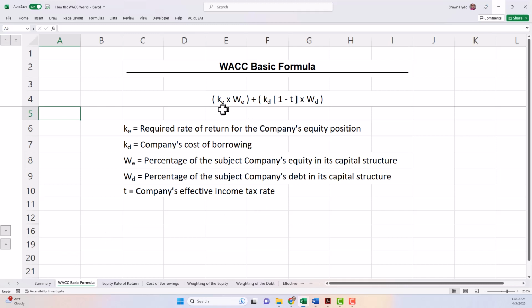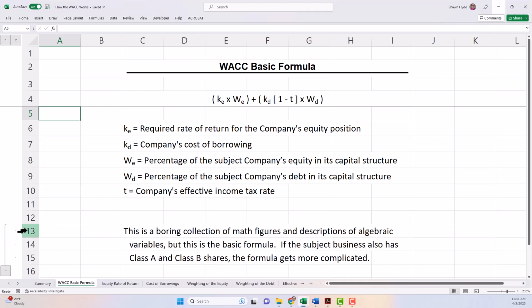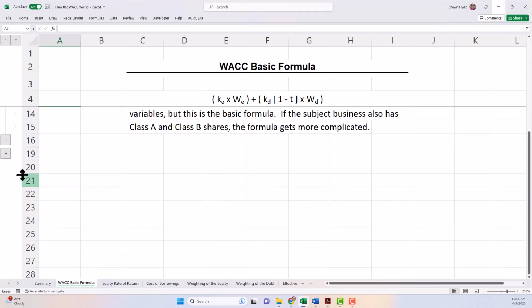So you have the quotient of the required rate of return for the company's equity position times the weight of that component plus the weight of all the debt components. And that 1 minus t is going to have some explanation further on. So I want to break all this stuff down in a little bit. This is a boring collection of math figures, algebraic variables, but also need to pay attention to if the company that you are appraising has some Class A and Class B shares, this formula will get more complicated. This is just the basic version.